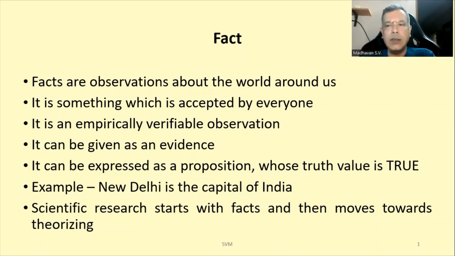From this, we can understand that any observation which is considered by the universe as true is considered to be a fact. It can be verified, it can be clearly observed, it can be considered as evidence, and it can be expressed as a statement whose truth value will always be true. So you can consider it as a proposition. An example is: New Delhi is the capital of India. It can be verified from maps and from government records. Any scientific research starts with facts, and slowly it will build the theory. It will move towards theorizing the particular facts.